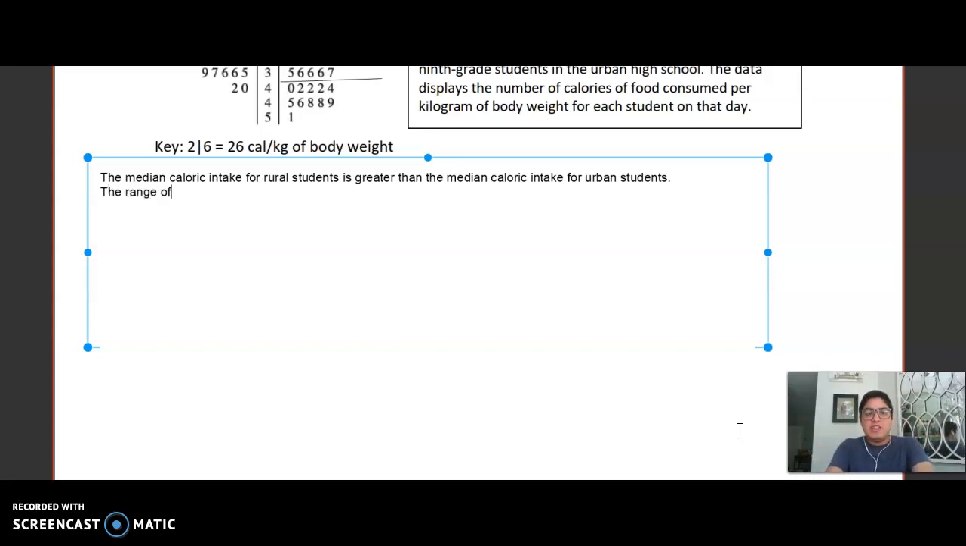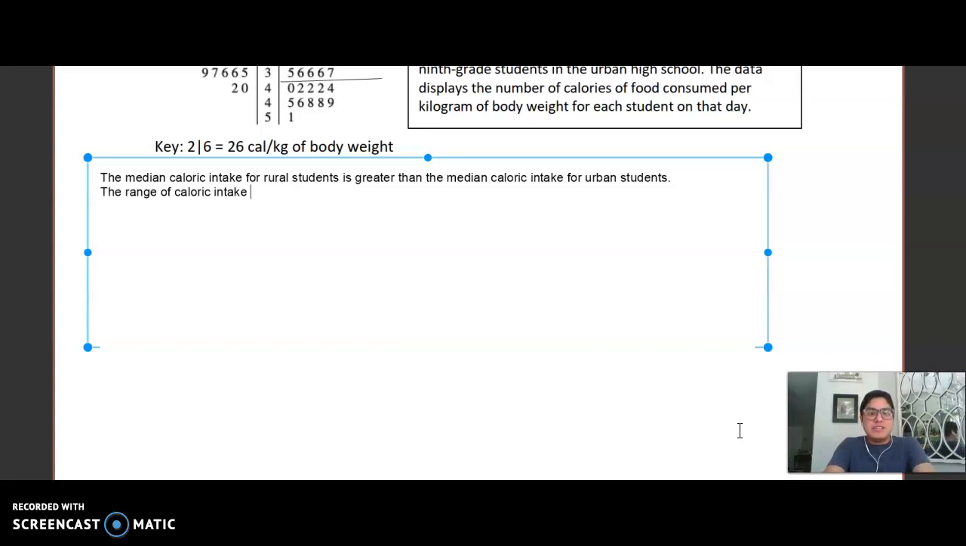So now let's talk about the spread. So the range of caloric intake. If I look there at the rural students, 42 minus 26, that's about 16. Whereas if I look there at the urban students, 51 minus 32 is about 19. So even though they both span across 4 intervals, I would actually need to look. Oh, actually, no. Look, the rural students span across 5 intervals. And we just mathematically confirmed that there would be a larger range there.